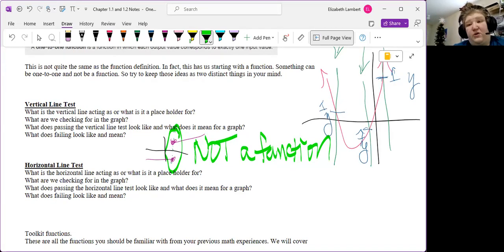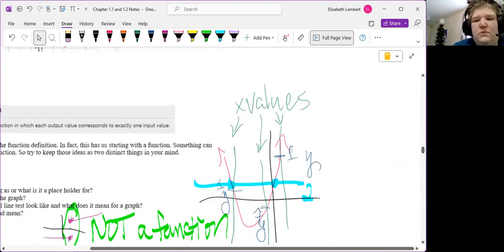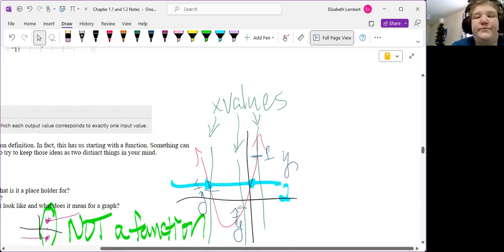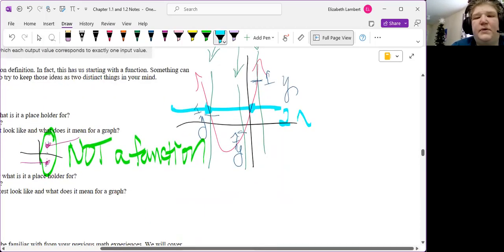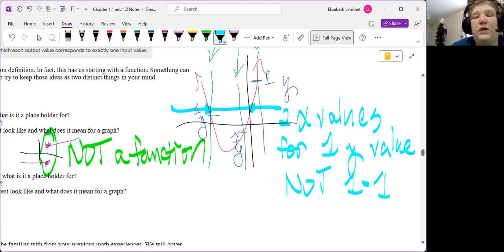Failing would be like our pink graph here. If I drop a horizontal line on it, I've got two x values for one y value. Not one-to-one.